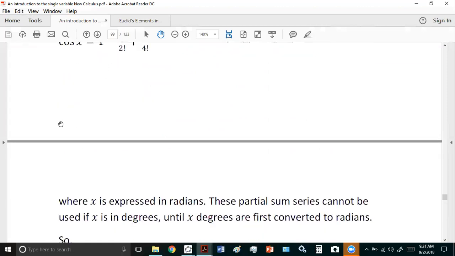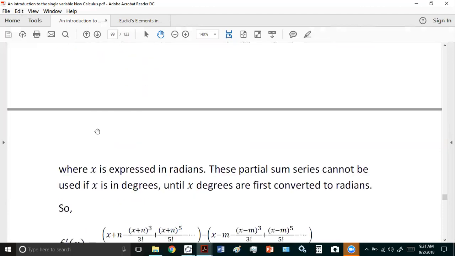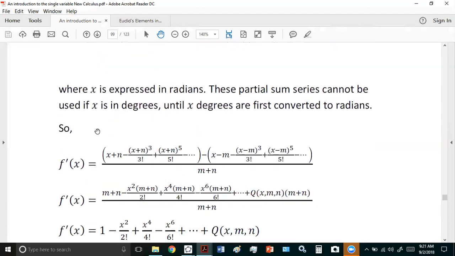So now, only in certain special cases, like for example, if you can plug in a 0 in the x, then perhaps you're able to find a rational number. So in this case here, you would get sine of 0 is 0 and cos of 0 is 1. And that's very easy to see.